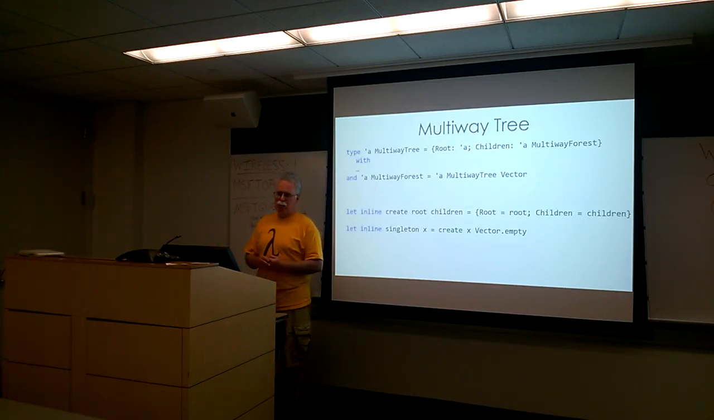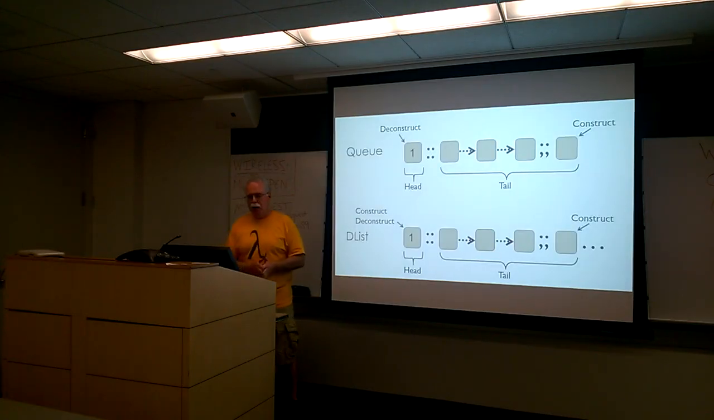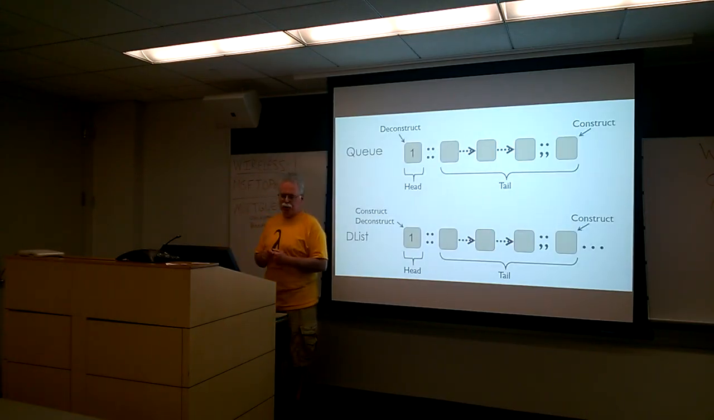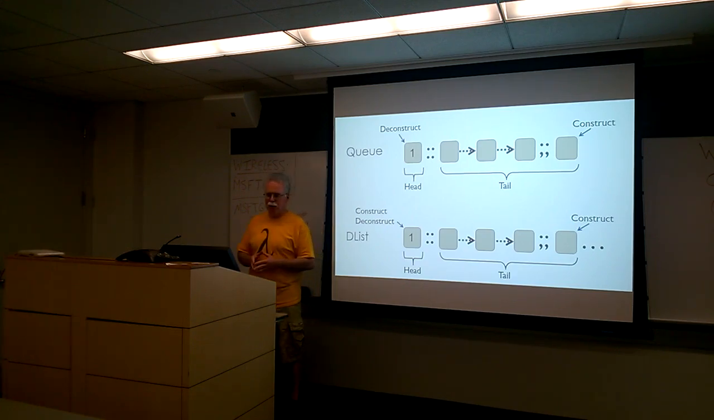So the definition of this type is actually a recursive type. So it's a node with an element at the top, and then children in a multi-way forest. And multi-way forest is defined as a multi-way tree of vector. And then we can create a singleton. Now at this point, I wanted to introduce, we're going to put that aside for just a second and talk about a couple more data structures.